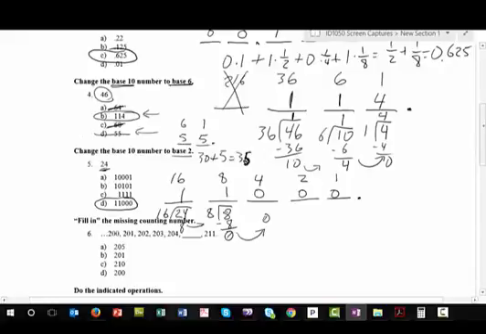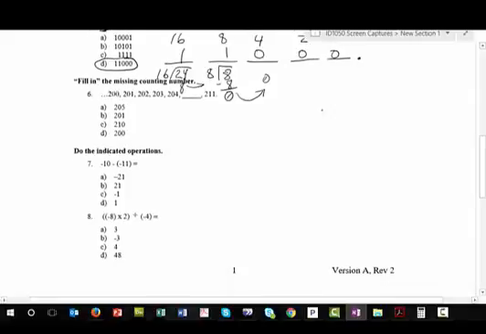Okay, fill in the missing counting number. So I'm going to erase some of this. You look at this problem and it says I need to find out what number goes in this blank. I'm not sure what base I'm counting in. But I do know that I'm not in base 2 because I have 2's. There was no 2 in base 2.